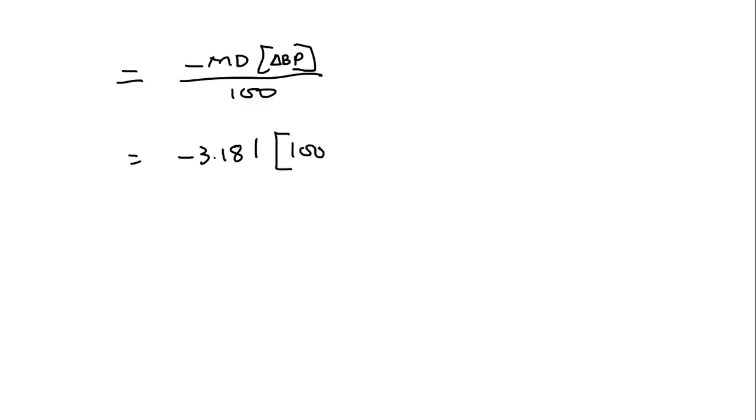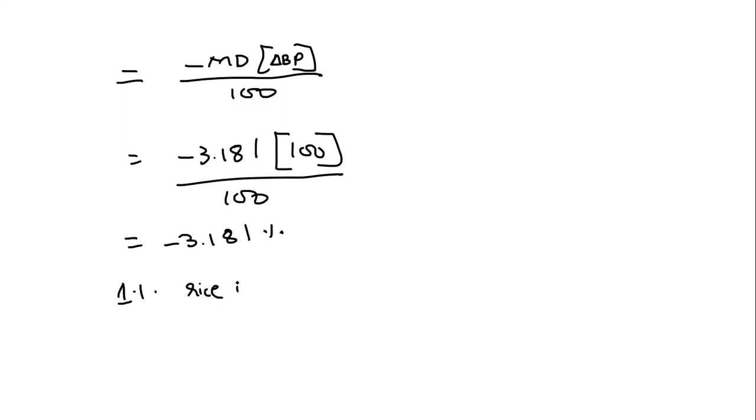Okay, now put it in the formula. Change in price is equal to minus MD times delta BP, divided by 100. So we know that the modified duration is minus 3.181. Delta BP is 100, that is the value of the bond, divided by 100. So we get the value, that is minus 3.181 percentage.